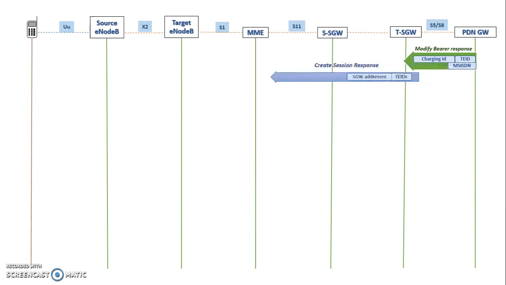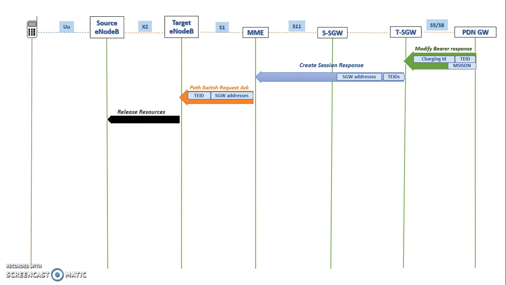The target serving gateway will send a create session response, which contains the uplink TEID and serving gateway addresses, to the target MME. The MME starts a timer, which will be used in the next steps. The MME then acknowledges the path switch request message sent previously by sending a path switch request acknowledge message, which contains UE AMBR and CSG membership status. Then the target eNode B sends release resources to the source eNode B to confirm the success of the handover.